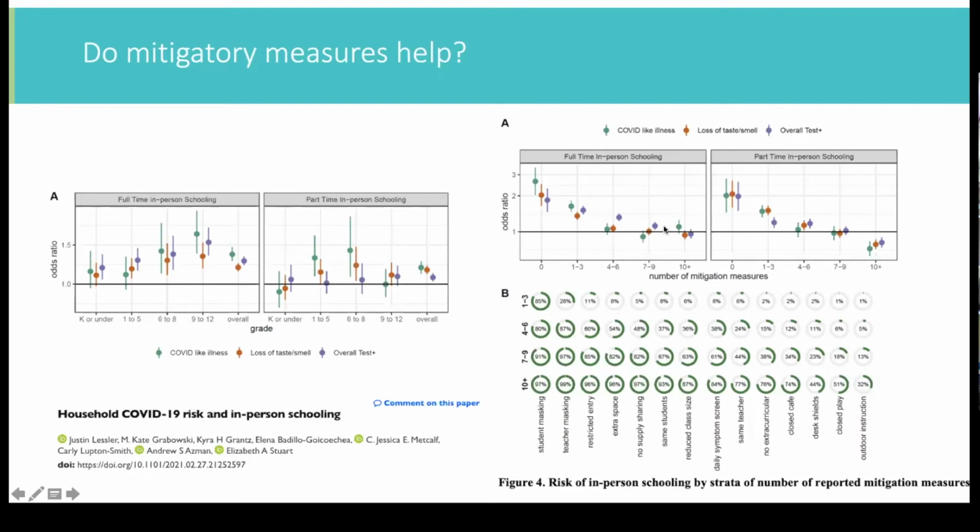So not only did this show that parents are at higher risk and that infection in children translates to infection in households, but also that we can prevent that by putting in mitigations in schools. But we need to put in multi-layered mitigations, and single mitigations in themselves are not sufficient.